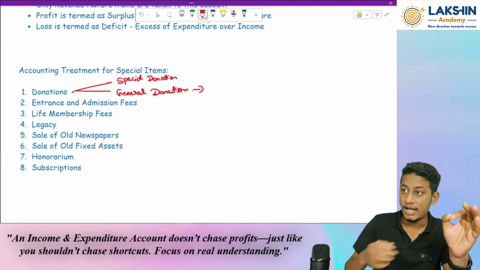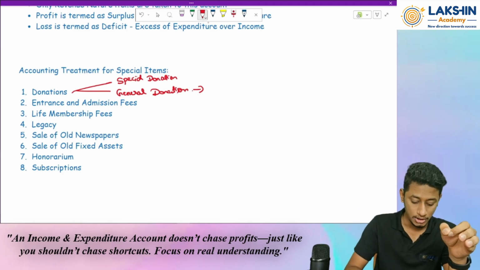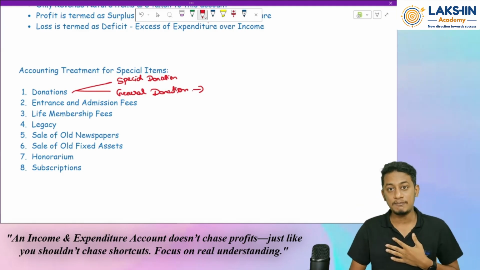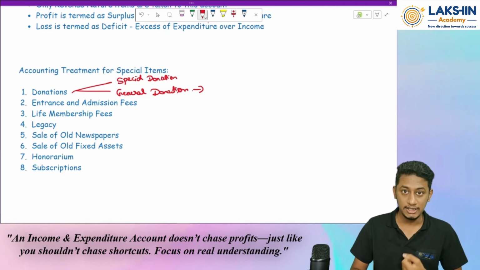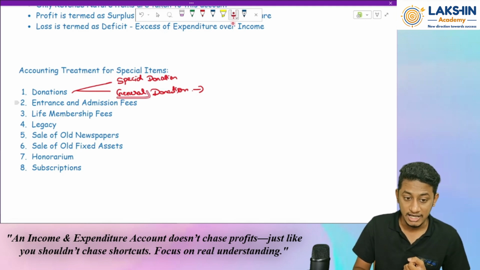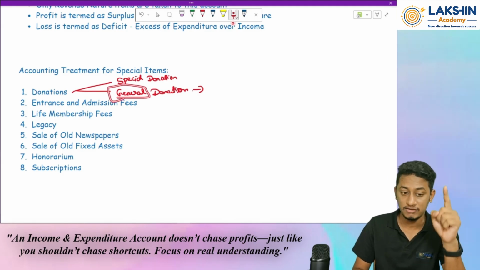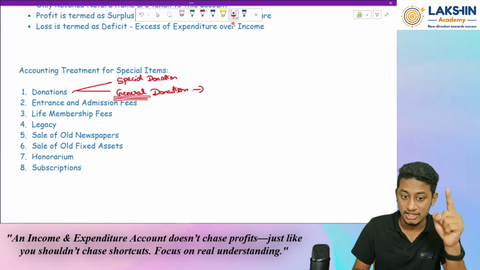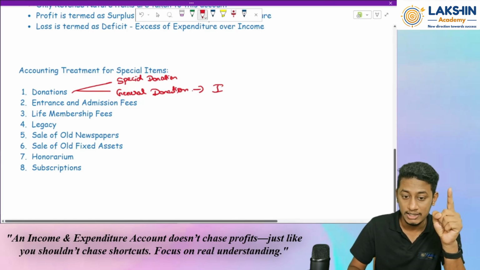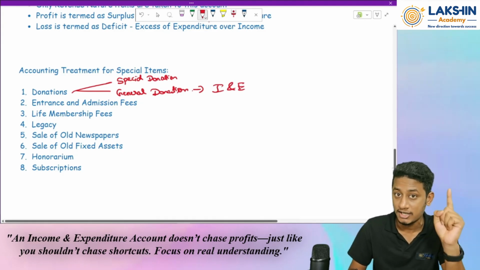So now I pay the donation to the NPO. Whenever the NPO receives the money, it is an income for them. So, whenever we have general donation, remember the word general donation, this will come to my what? To my income and expenditure account. This will go to my income and expenditure account.